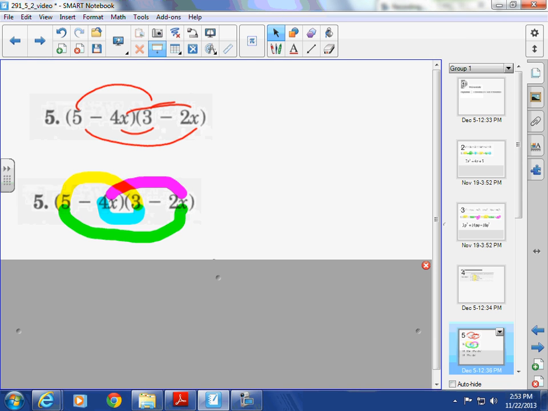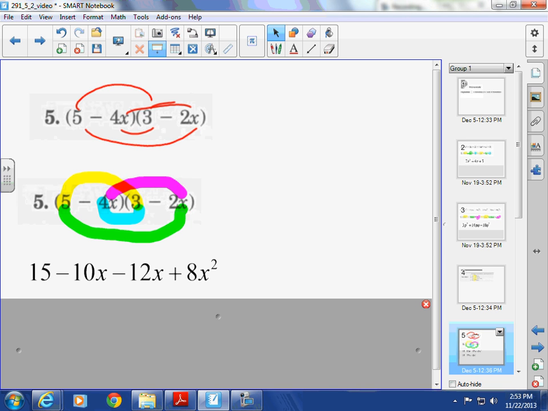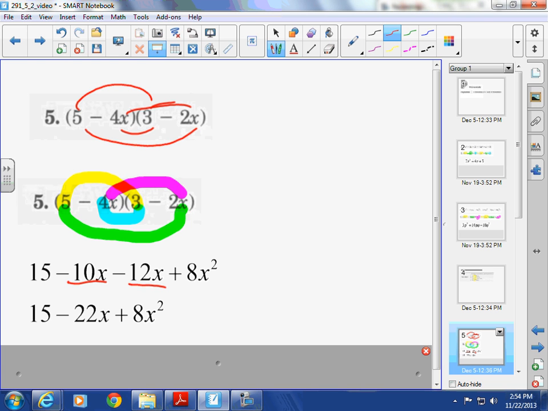If we do first times first, we'll have 5 times 3, that's 15. Our outer product is negative 10x. Our inner product is negative 12x. And our last is going to be positive 8x squared. At this point, we have like terms. We have two linear terms, negative 10x and negative 12x. We want to combine those. So 15 minus 22x plus 8x squared.